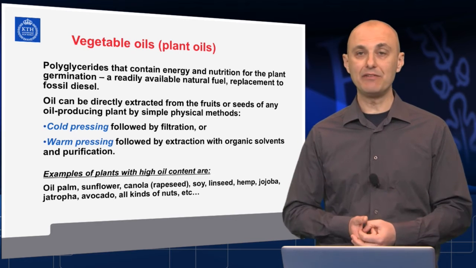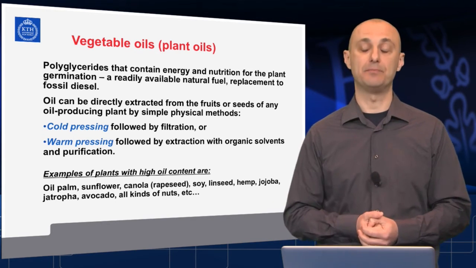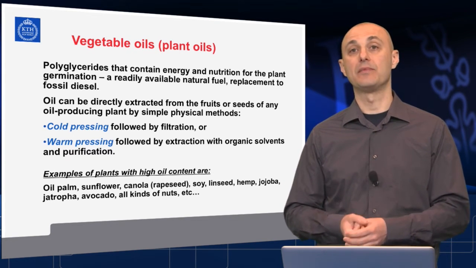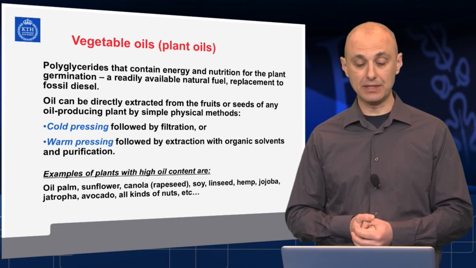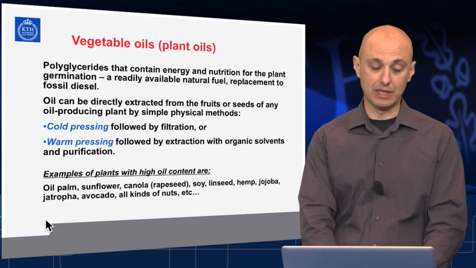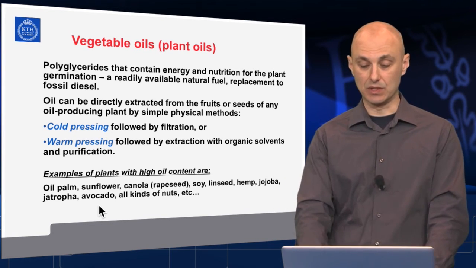All kinds of animal fats have the same structure, even if they are solid at normal temperature. All kinds of nuts contain oil in higher or lower percentages. Avocado, and certain exotic crops like jojoba, jatropha, which are promises for the future, and so on.